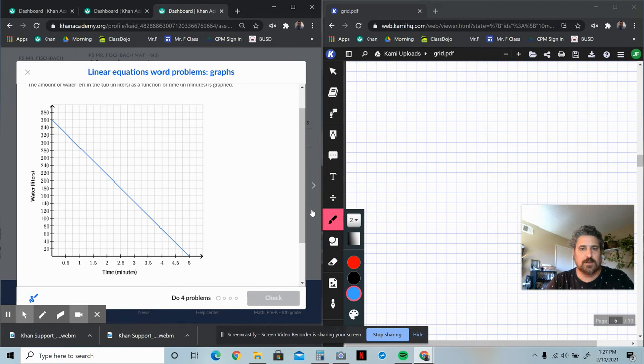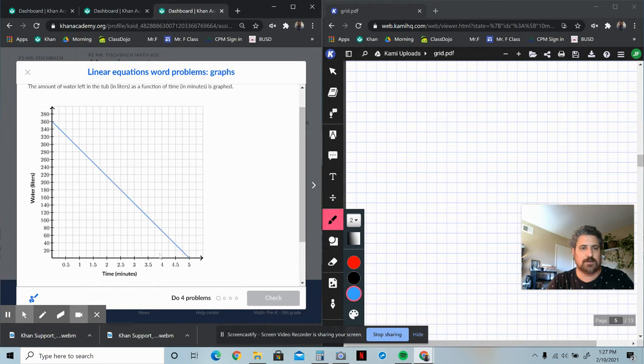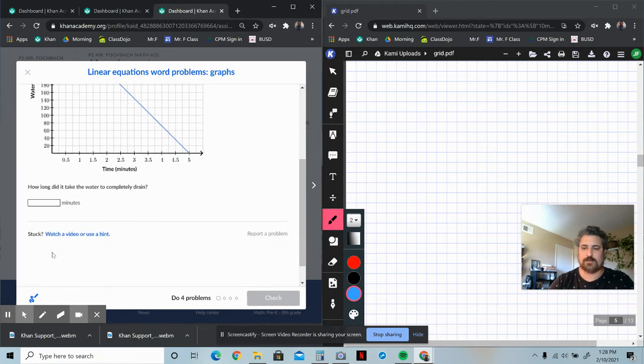Okay, so it says here, how long did it take the water to completely drain? All right, so completely drain basically means when the y value, in this case the water in liters, is 0. So we can see that that's basically asking you for the x-intercept, right? So the time in minutes when the water goes to nothing. So you're looking at 5, so 5 minutes.